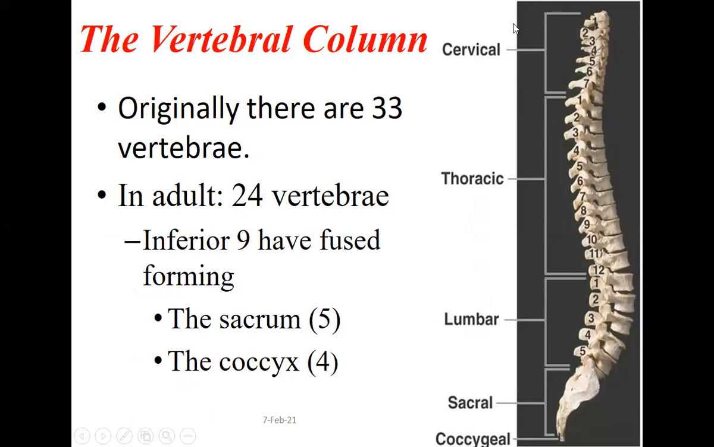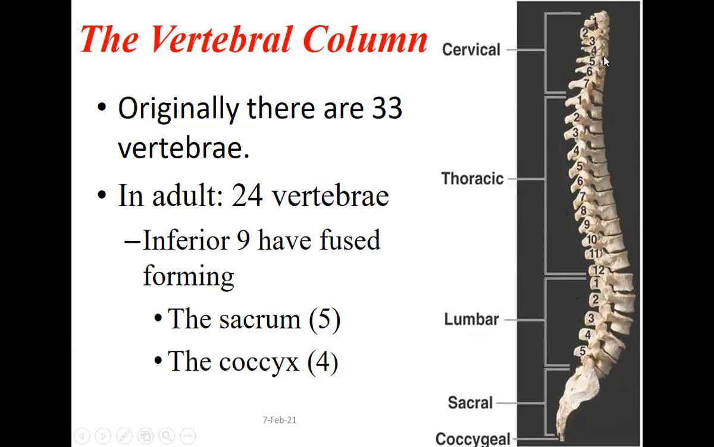The upper ones are called the cervical vertebrae. These are the bones of the neck. Then in the thoracic region, where the ribs are attached, we have the thoracic vertebrae. Below that we have the lumbar, then the sacrum, and then the coccygeal vertebrae. So this is the front and this is the back.